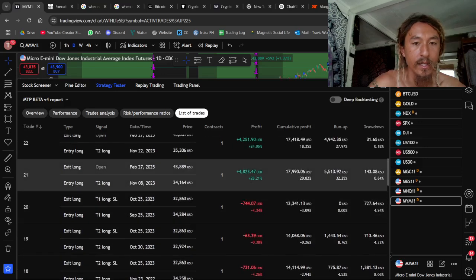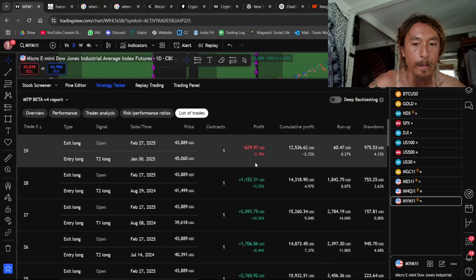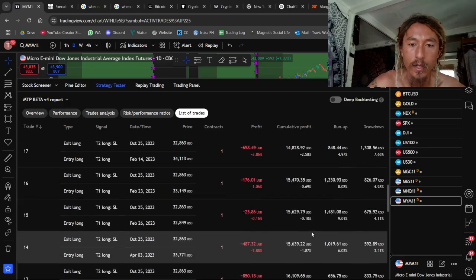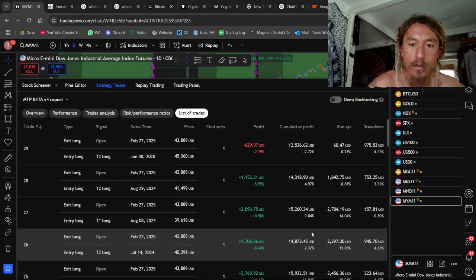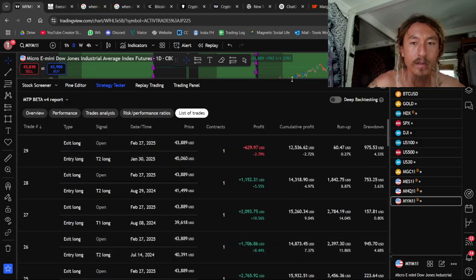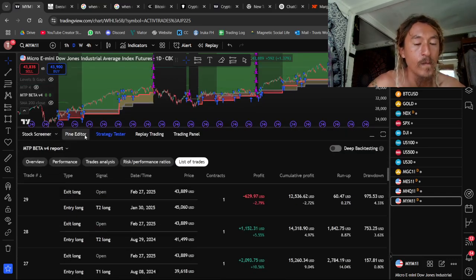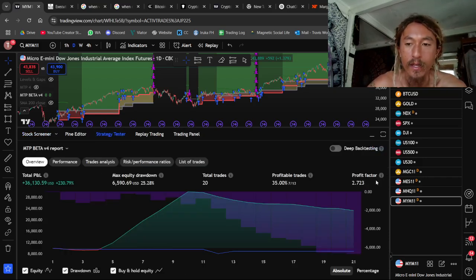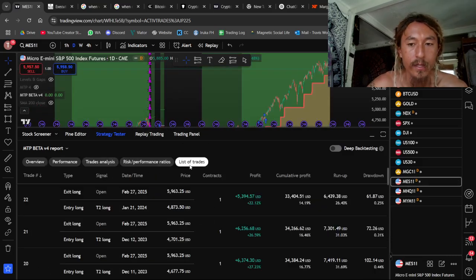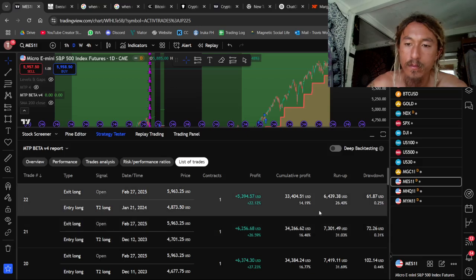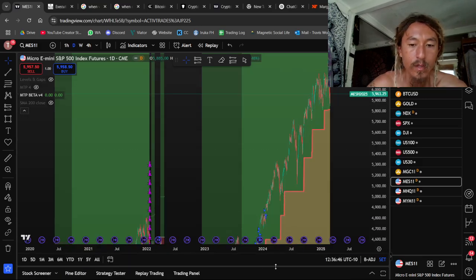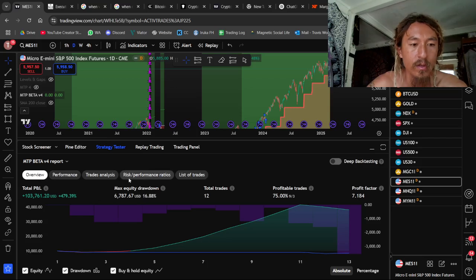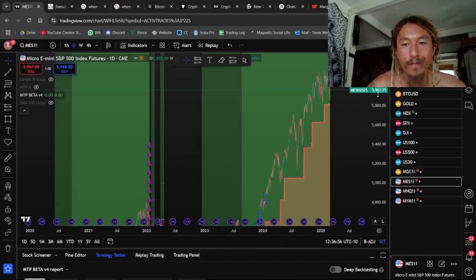Okay, a lot of these longs got exited. Cumulative profit. So yeah, if you're interested in the system, go check them out. That's MYM. Let's go back to the list of trades here. Strategy tester. Yeah, just follow the signals.